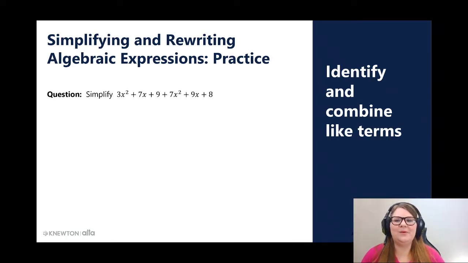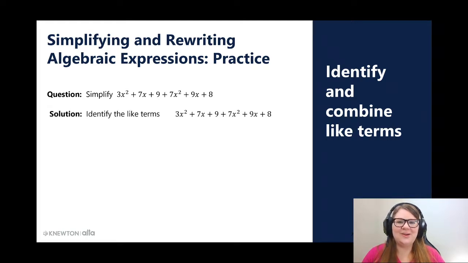Another practice problem for you. 3x squared plus 7x plus 9 plus 7x squared plus 9x plus 8. Give this a try and then come right back. All right, so we're going to group our like terms. So 3x squared is a like term with 7x squared. 7x is a like term with 9x, and 9 is a like term with 8.